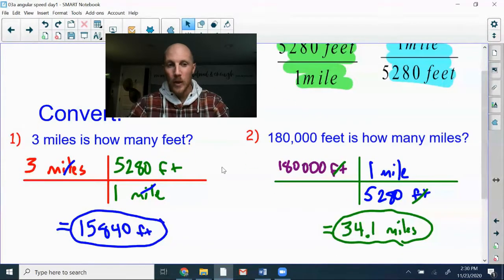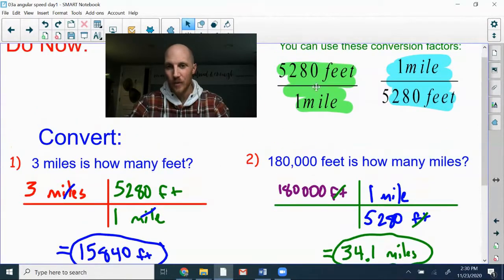So for number one, I was given miles. I used the green conversion factor up here so that my units of miles in red would cancel with my unit of miles in green. And that leaves me with multiplication: 3 times 5280.